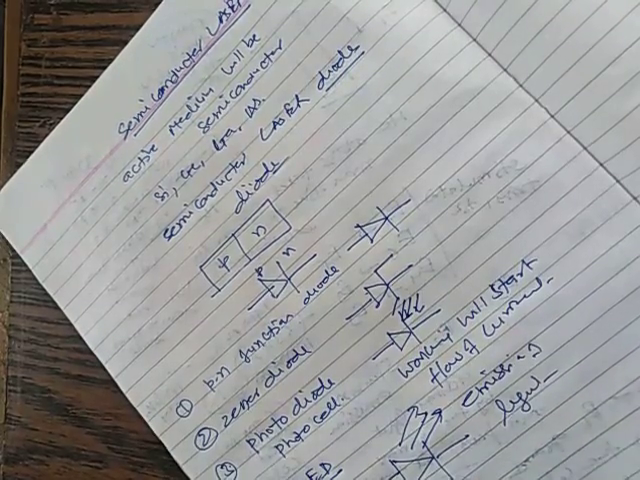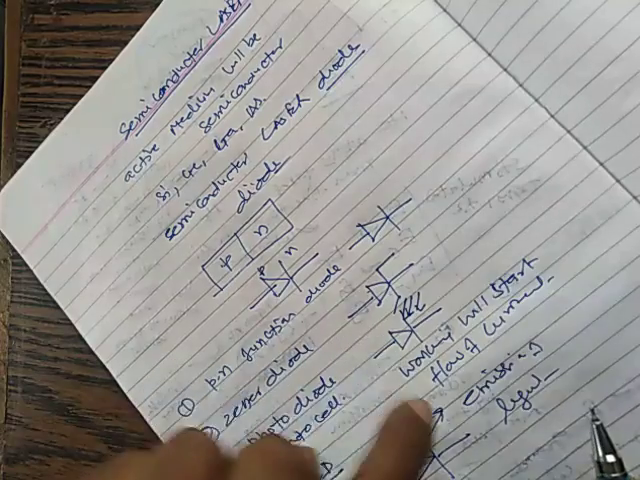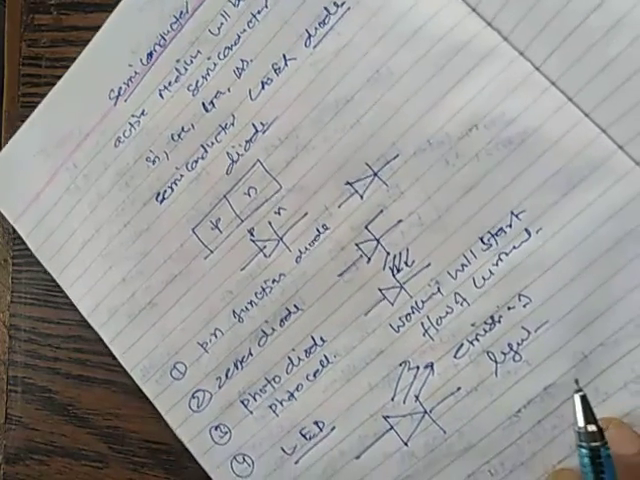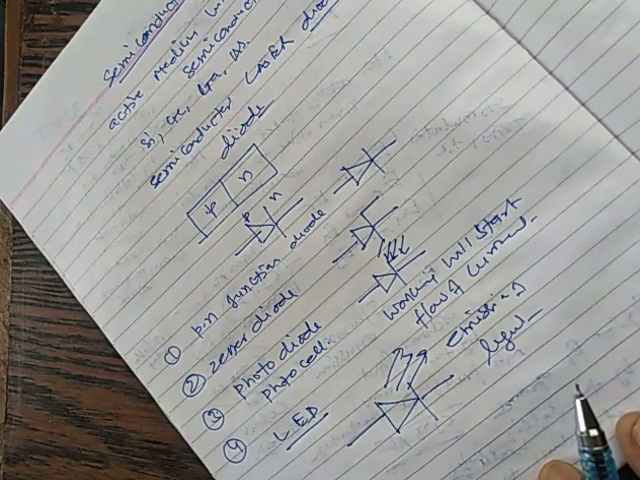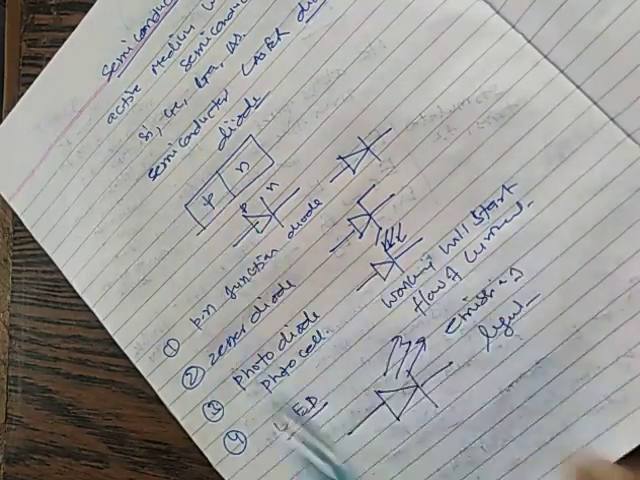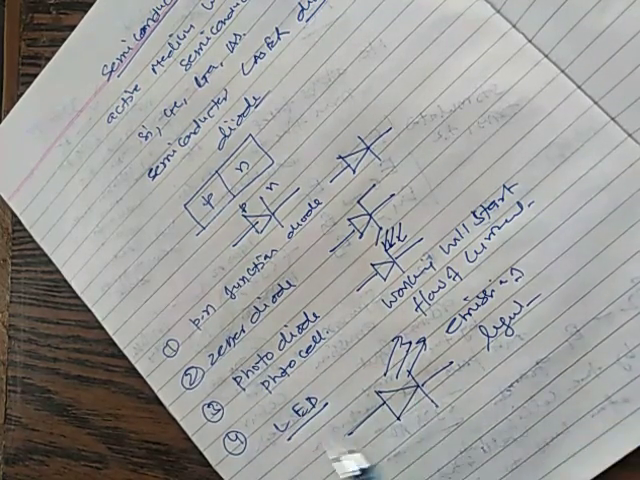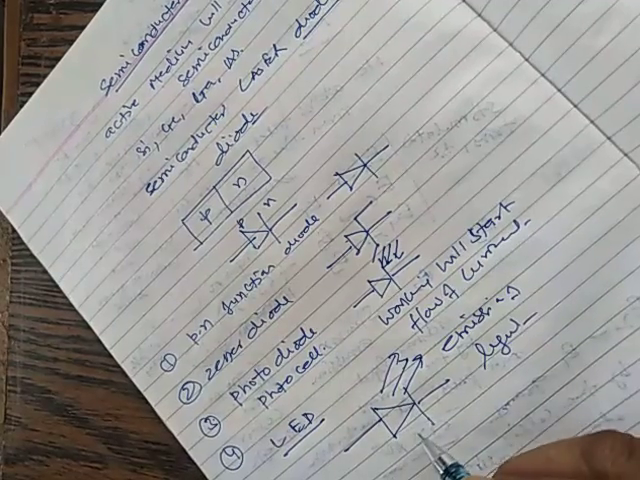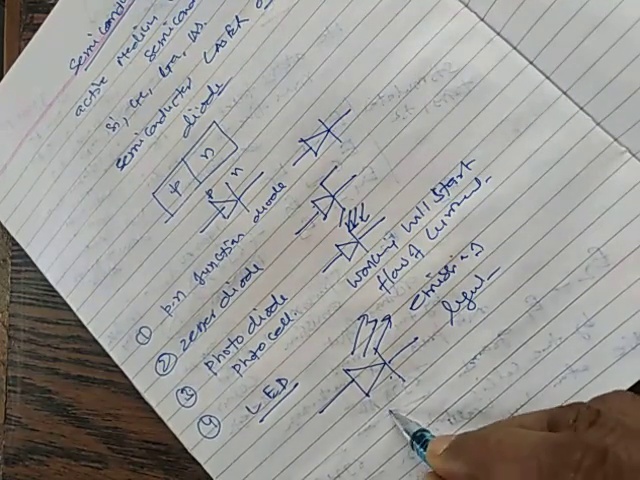In the previous one, the photodiode, when light falls on the diode, current will start. And in this LED, when current passes, light is produced. So the process of the semiconductor laser diode and this LED is the same. In both the diodes, the semiconductor laser diode and the LED, both produce light. So simply we will discuss how the PN junction works.